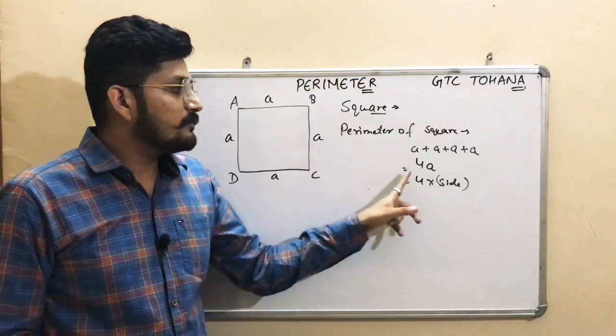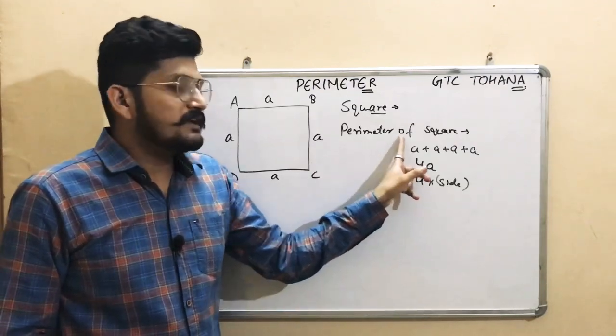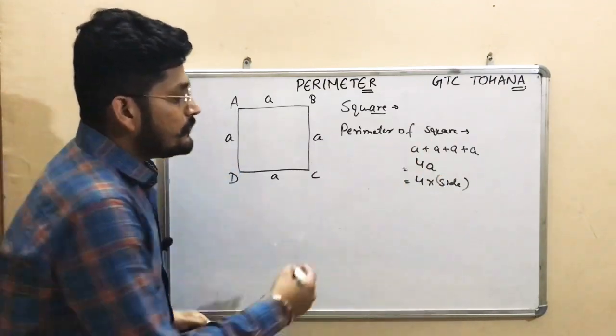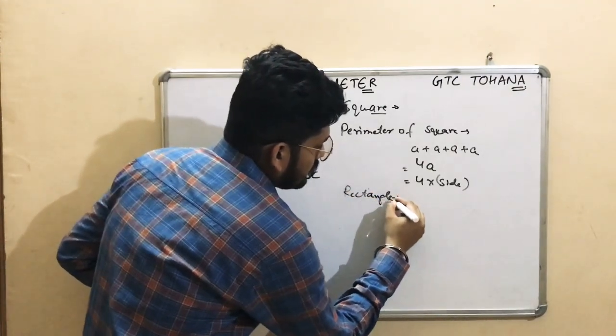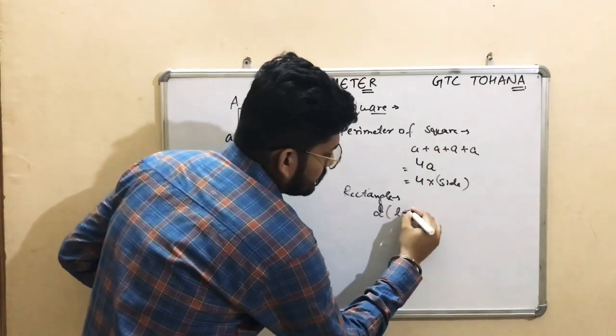Just A को किससे multiply करना है? 4 से करना है. तो आपको क्या मिल जाएगा? Perimeter of square. And in rectangle, just 2 then L plus B.